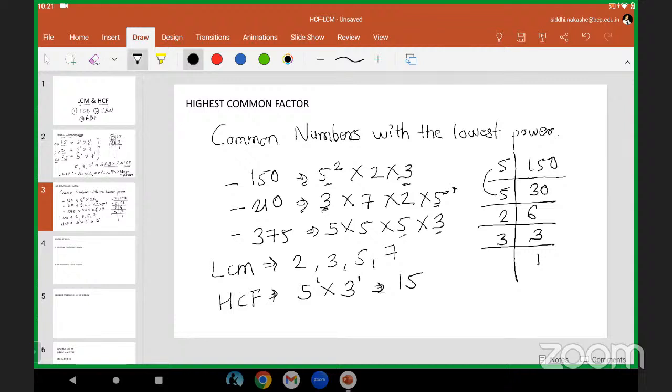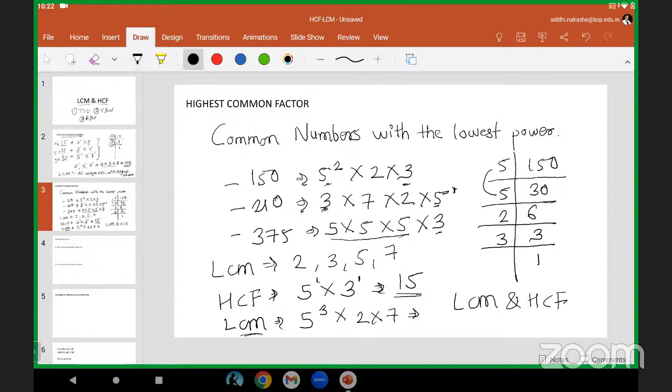Now, if it was supposed to be LCM over here, we would have selected the highest power. So that would be 5 raised to 3, then 2 into 7. So there would be some number, and this is your HCF, and this is your LCM. So this is the base concept when we talk about LCM and HCF.